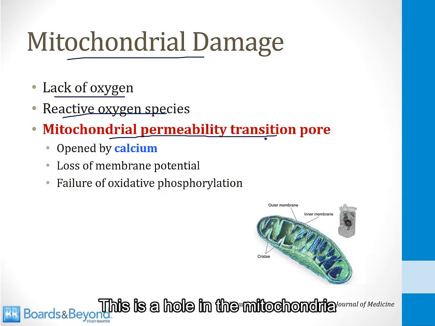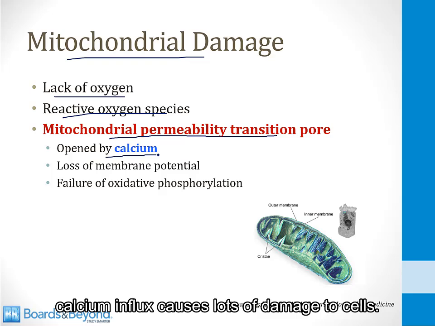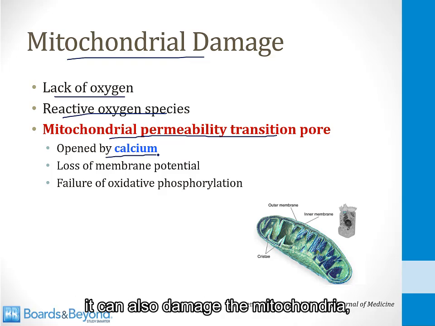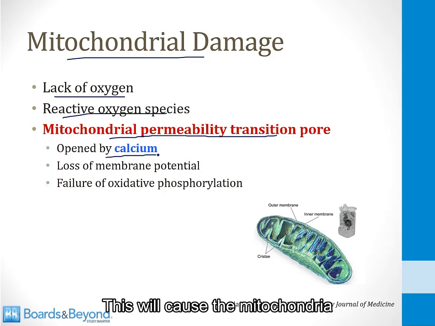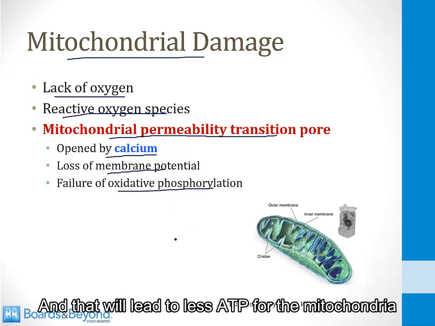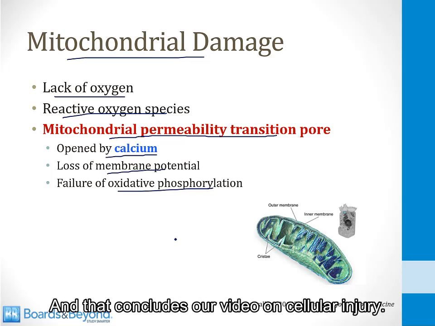This is a hole in the mitochondria that is opened by calcium, and as I told you before, calcium influx causes lots of damage to cells. So not only can calcium damage the cell, it can also damage the mitochondria by opening this pore. This will cause the mitochondria to lose its membrane potential, and that will lead to failure of oxidative phosphorylation, and that will lead to less ATP for the mitochondria and for the cell itself. And that concludes our video on cellular injury.